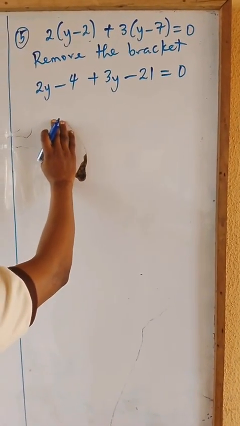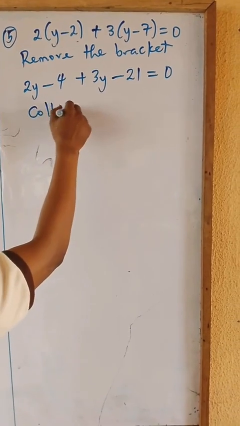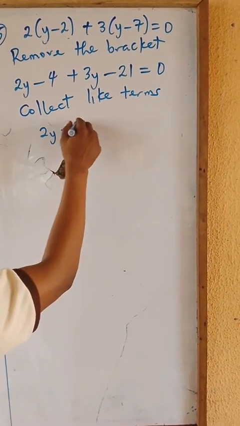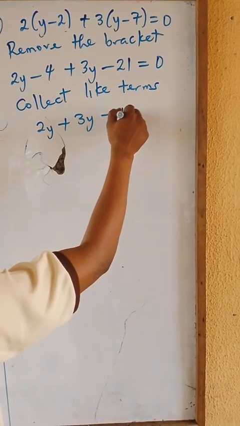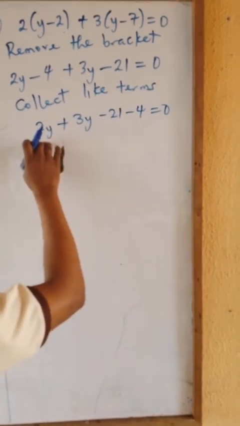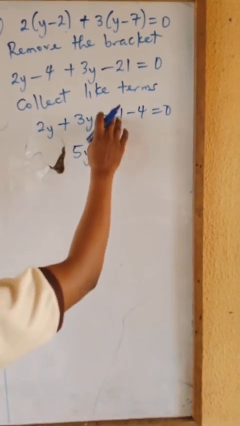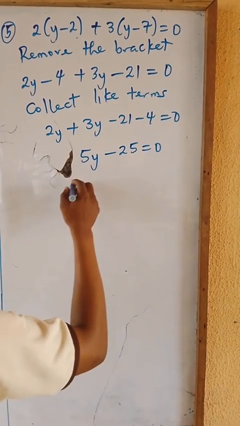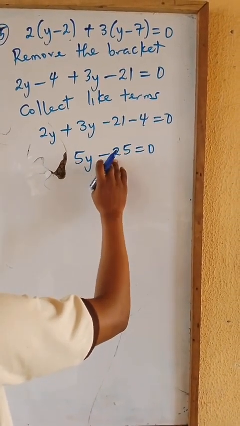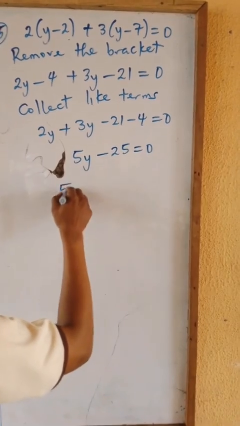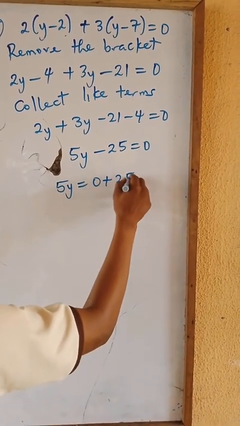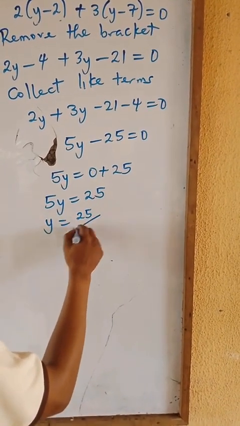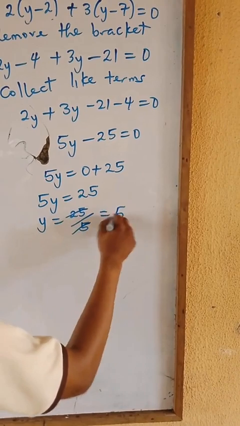Then we are going to collect like terms. So we are going to have 2y plus 3y minus 21 minus 4 is equals to 0. 2y plus 3y will give us 5y. Minus 21 minus 4 will give us minus 25 is equals to 0. Then we are going to take this minus 25 to the other side of the equation. We are going to have 5y is equals to 0 plus 25. 5y is equals to 25. And y is equals to 25 over 5. So which will give us 5.